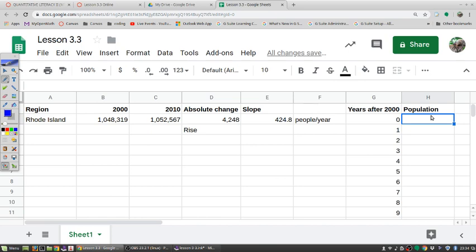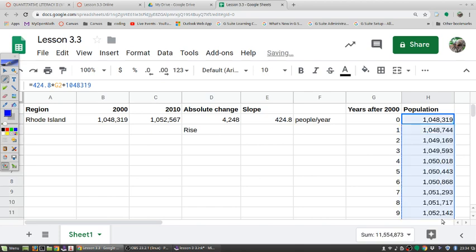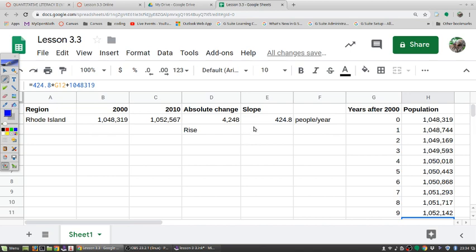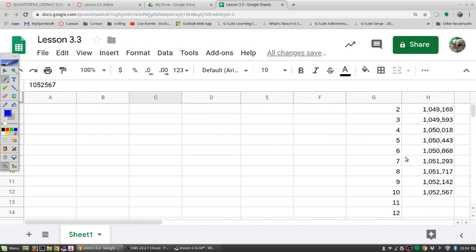So for population here, I can just type equals to do a calculation. And I want to take my slope, 424.8, and multiply that by the current year, and add on the initial population of 1,048,319. Okay, so I get my initial number back because I know no time has gone by, and then if I drag that down to the 10th year, I should get that population from 2010. Perfect, that worked well.